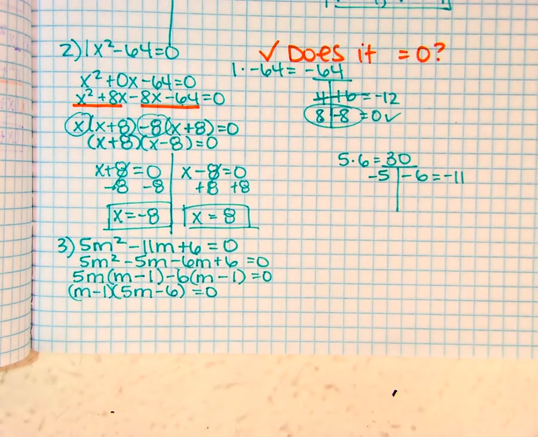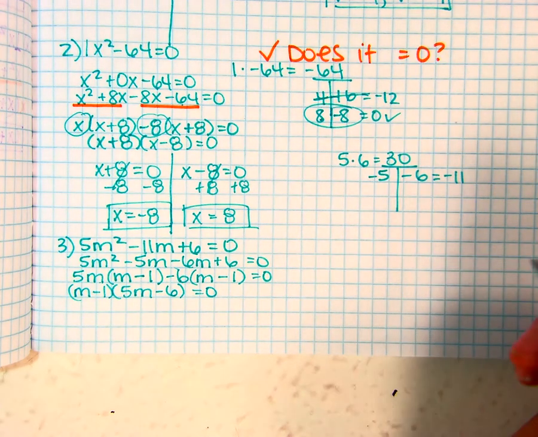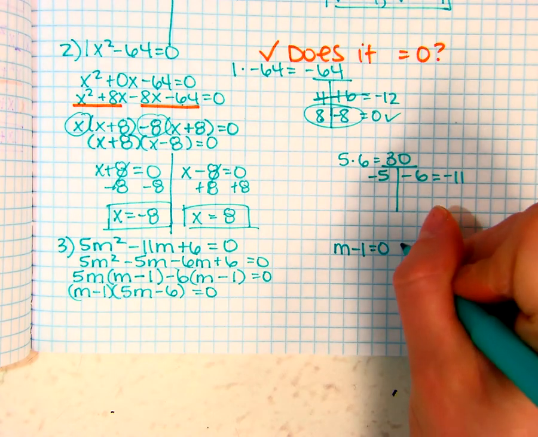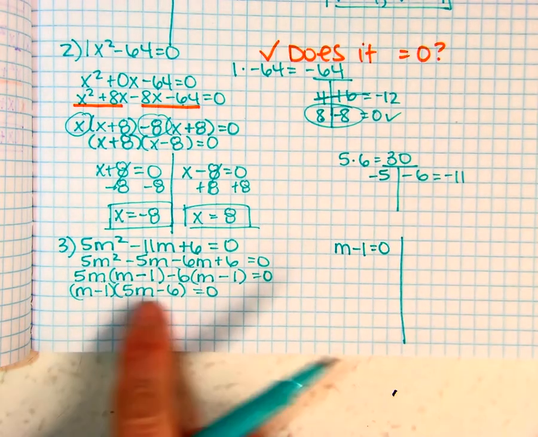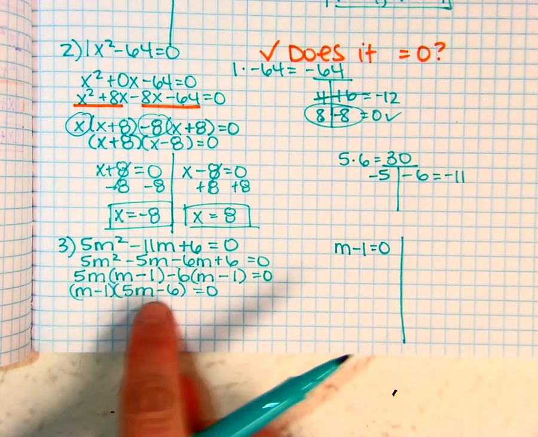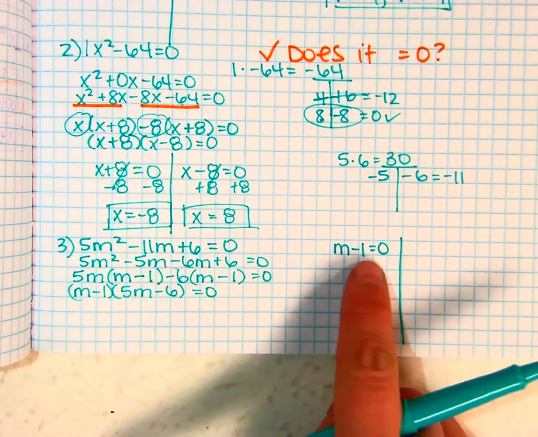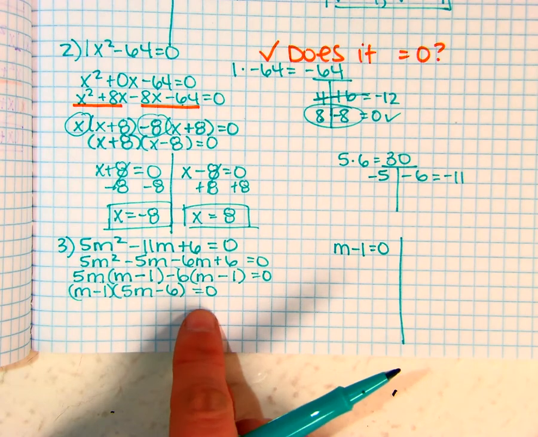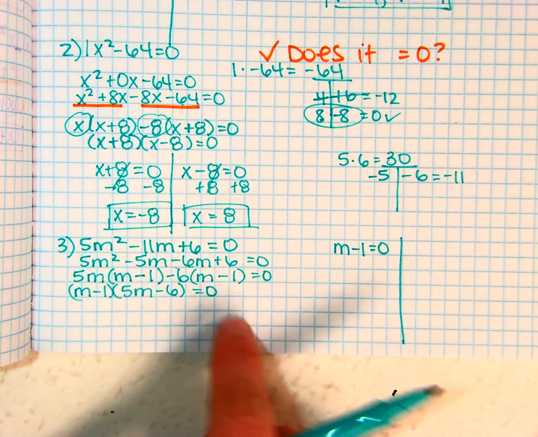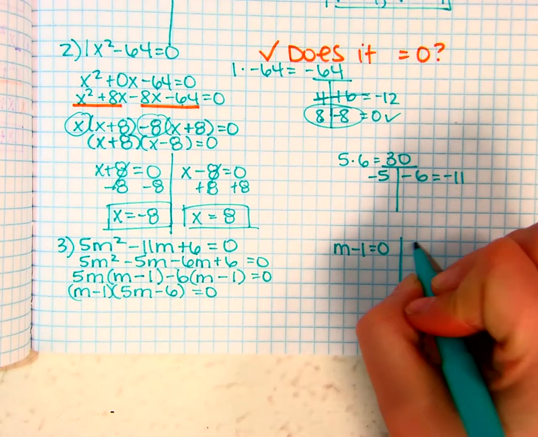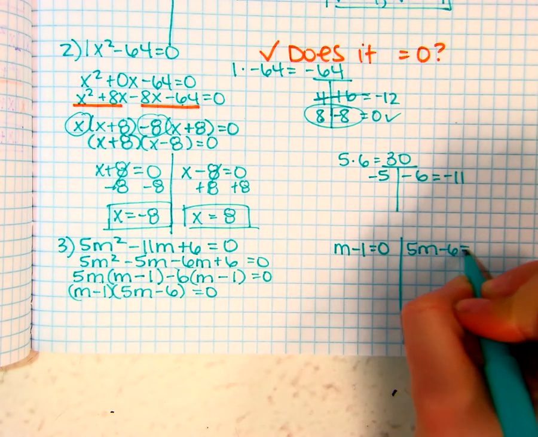All right, what do you think is next? I'm going to use the space over here to say that m minus 1 equals 0. That's my first equation. Since I only have two groups of parentheses, I'm only going to have two equations. If I had a third group of parentheses, then I would need a third equation, because we need to set each factor equal to 0. So 5m minus 6, that equals 0 as well.